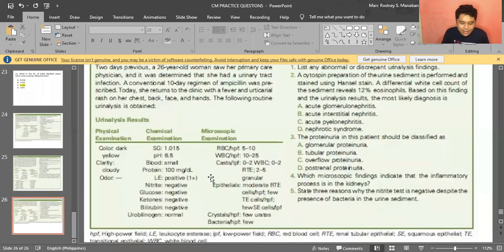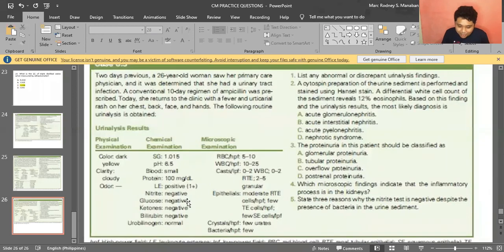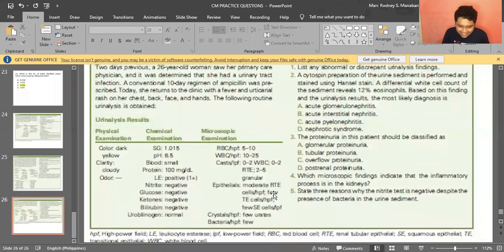And the last case study, a 20-year-old woman. Look at the chemical results. You have NE positive, alright? Next, look at the RBCs. Okay. Look at the microscopic exam. Of course, you have WBCs there at 10 to 25. You also have WBC casts, all right? You can see moderate RTE cells, okay? For the bacteria, there are only few.